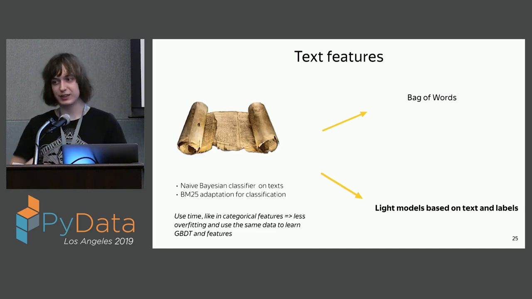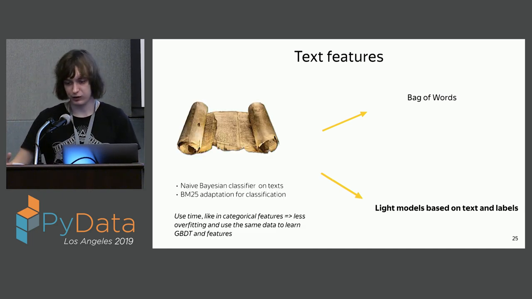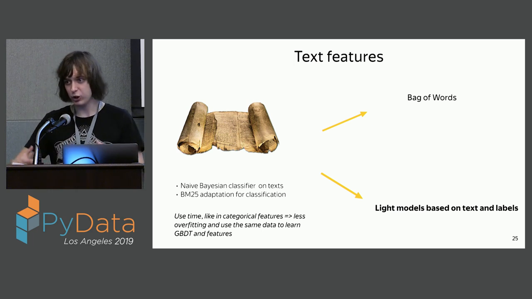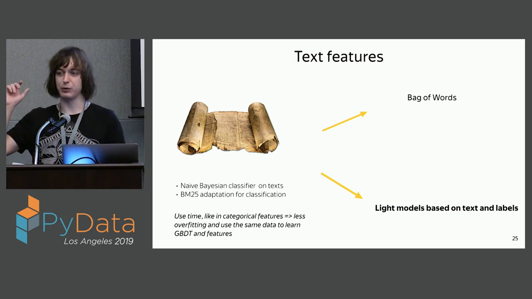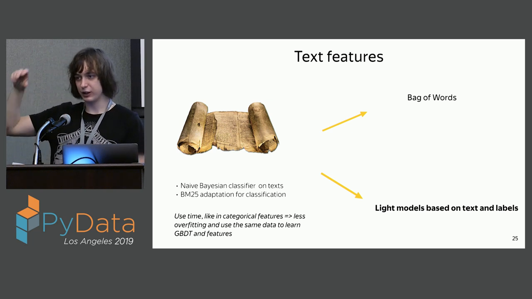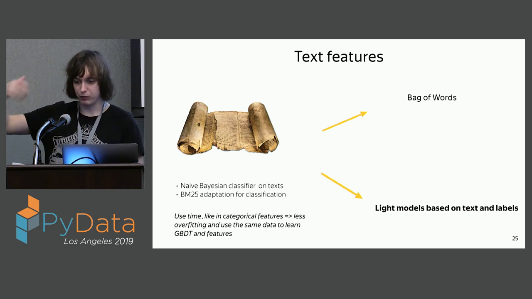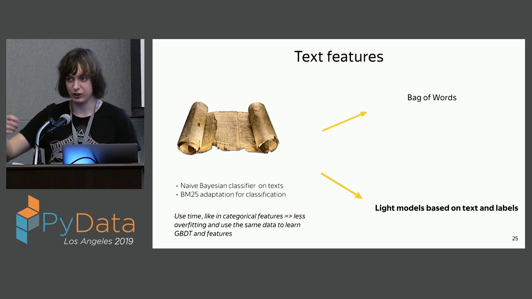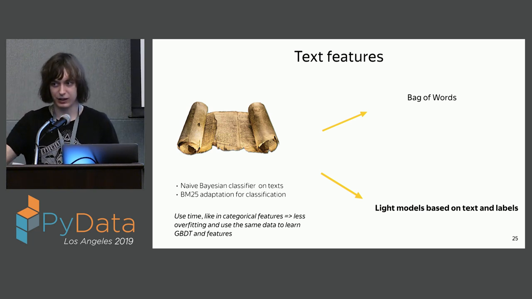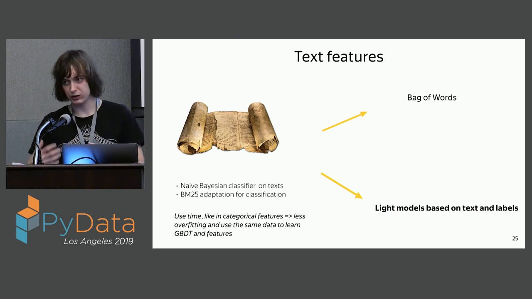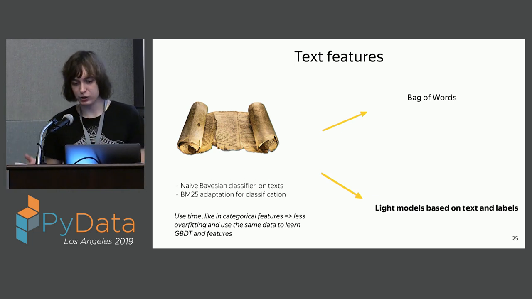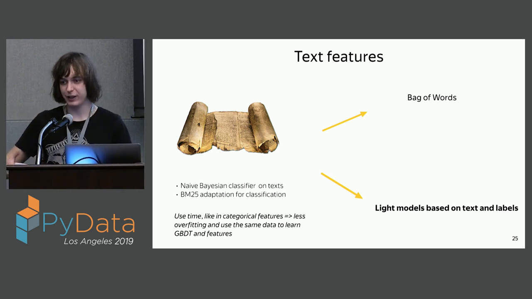Secondly, we could use something like what we've used for categorical features with label encoding. Label encoding basically says that we have some categorical feature, and for each category we fit some classifier. For a categorical feature, this is a very simple classifier. We just use a constant as our decision. For text data, we can't use label encoding because each text is unique, but we could try to use some light text classifier based on this text.